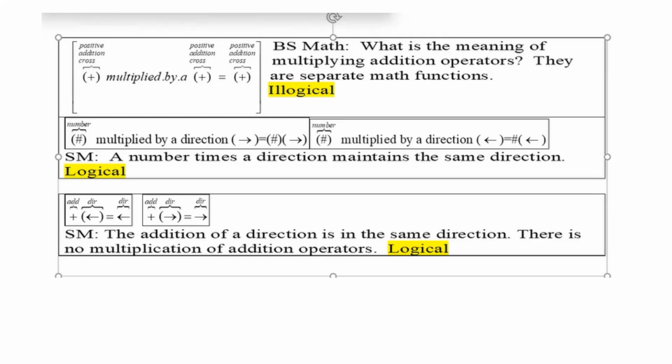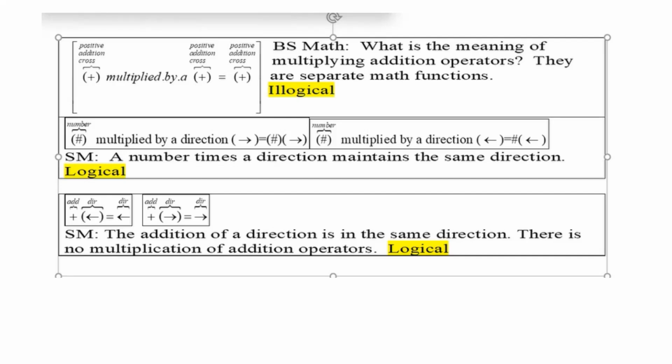A positive times a positive equals a positive. An addition operator multiplied by an addition operator is equal to an addition operator, and a cross multiplied by a cross equals a cross. BS math: what is the meaning of multiplying addition operators? They are separate math functions.